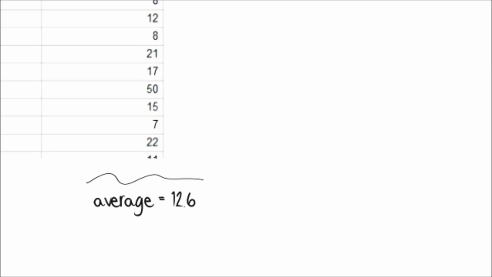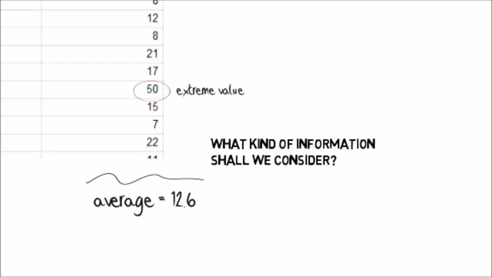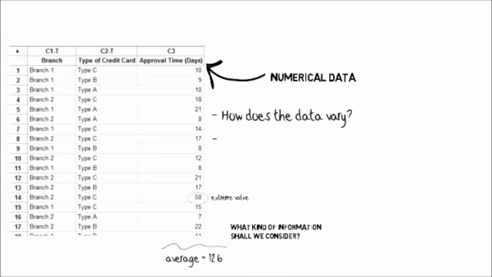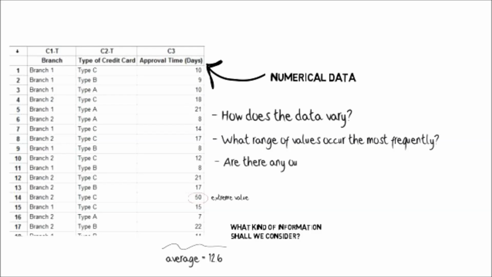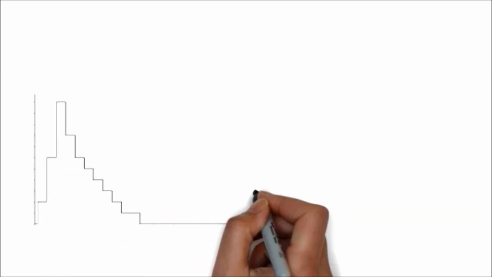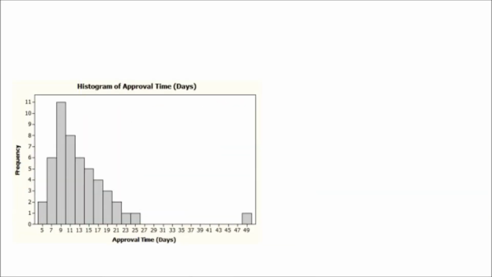Unfortunately, we know that the average is not always as informative as we might hope because it can be influenced by extreme values or outliers. So what kind of information shall we consider? When we want to describe numerical data, it's good to know how the data varies, what range of values occur the most frequently, and if there are any outliers. So when we want to analyze numerical data, we can use a histogram to answer those questions.